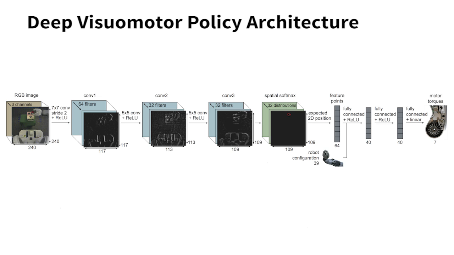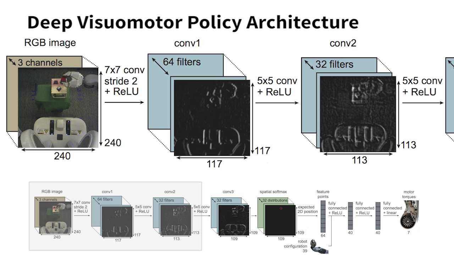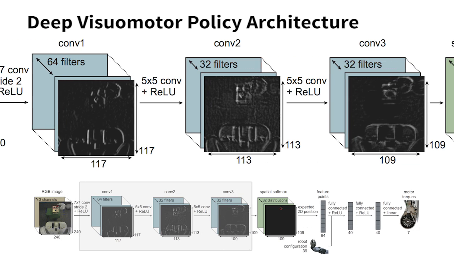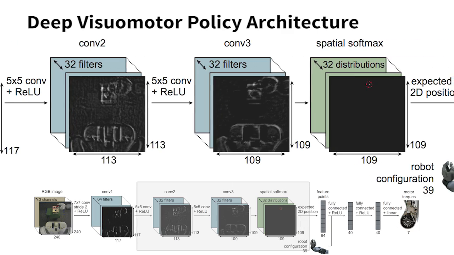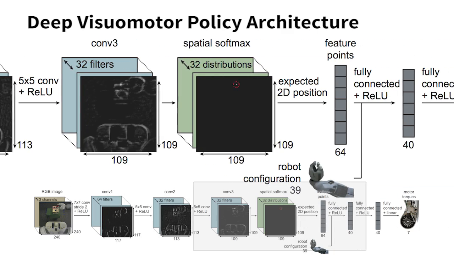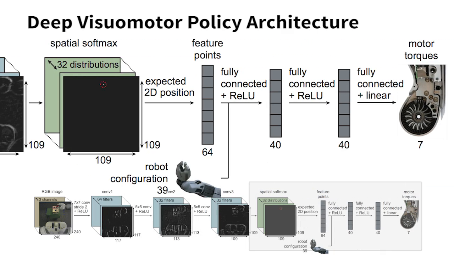We present a method for end-to-end training of deep visuomotor policies that map camera images and robot configuration directly to motor torques. Our convolutional neural network policy has 7 layers and 92,000 parameters.